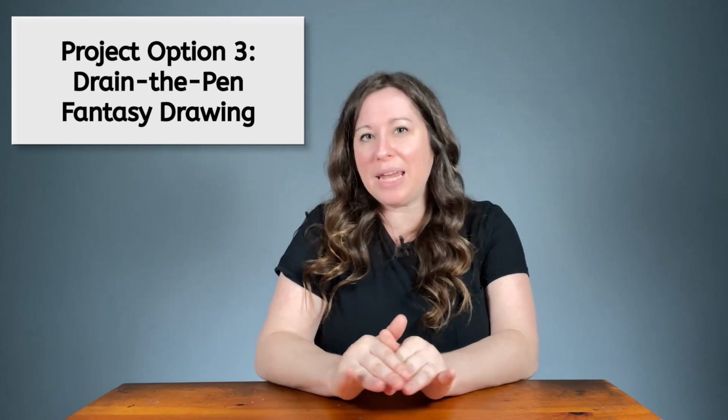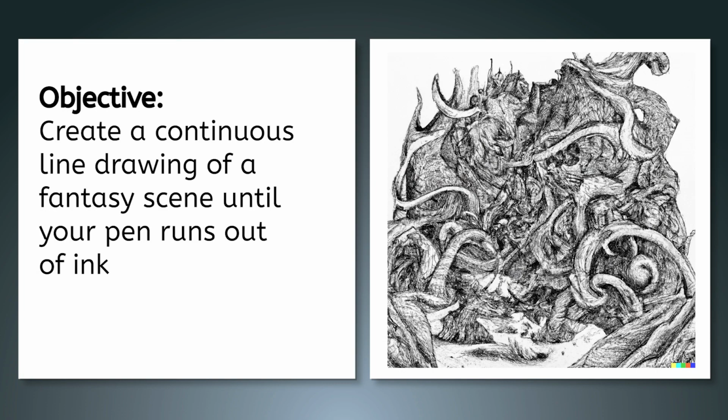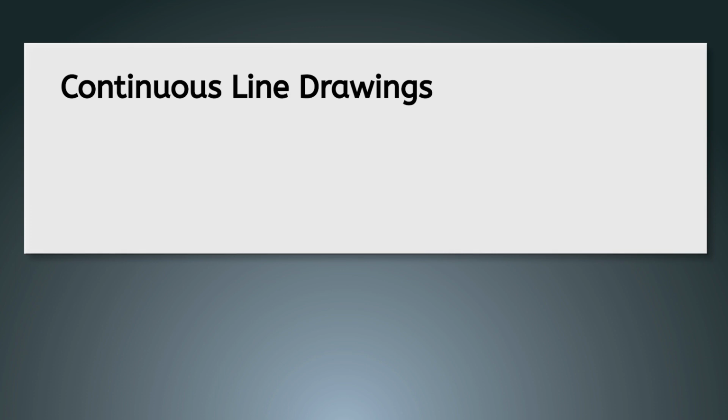Our third and last culminating project option is a Drain the Pen fantasy drawing. For this final project prompt, our objective is to create a continuous line drawing of a fantasy scene, exploring the effects of line weight and texture, and using the pen until it runs out of ink or you run out of steam. In an earlier lesson, we learned about continuous line drawings and how they are created, allowing no opportunity for the pen to leave the page.